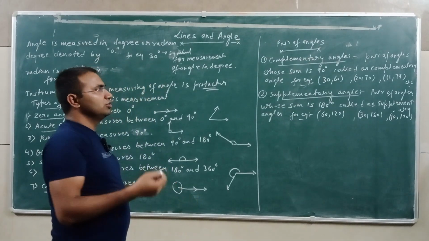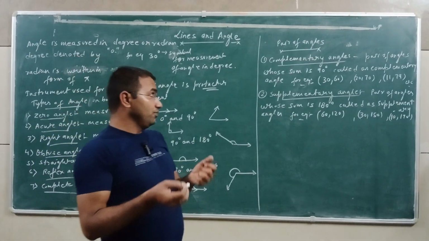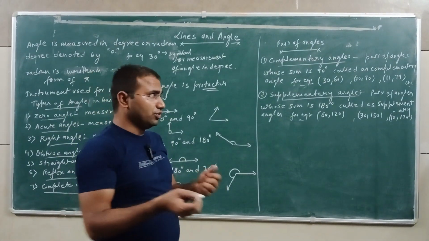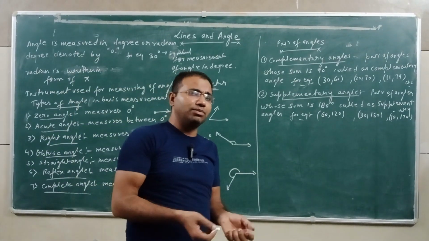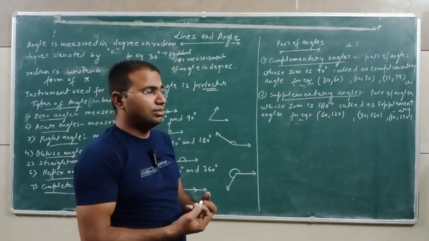Okay. Suppose one question is there. Find the complement of 45 degree. Then 90 minus 45, what will come? 45 degree will be the complement of 45 degree.